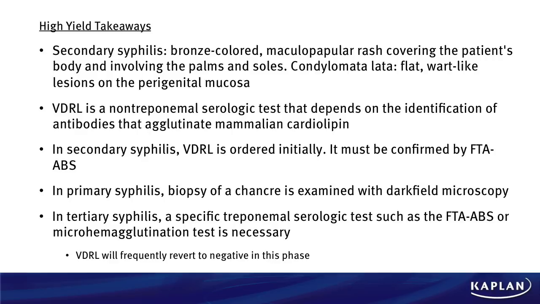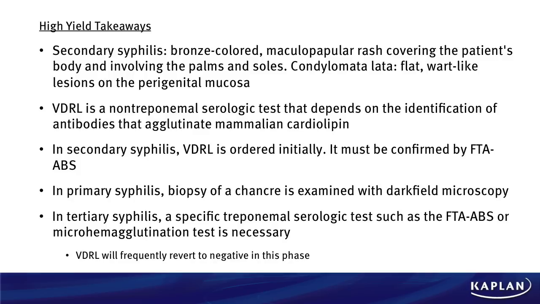So what are our high-yield takeaways? We're dealing here with secondary syphilis, which causes bronze-colored maculopapular rashes which cover the body, palms, and soles. Remember to look out for condyloma lata, which are flat, wart-like lesions on the perineal mucosa. VDRL, the Venereal Disease Research Lab, is a non-treponemal serologic test that depends on the identification of antibodies that agglutinate to mammalian cardiolipin. With secondary syphilis, as here, VDRL is ordered initially and then confirmed with a treponemal-specific test.